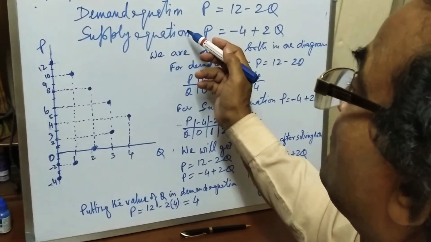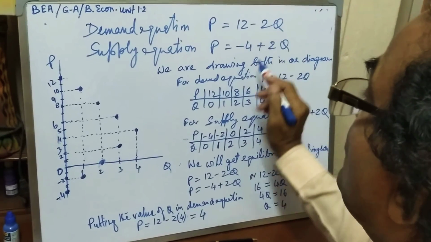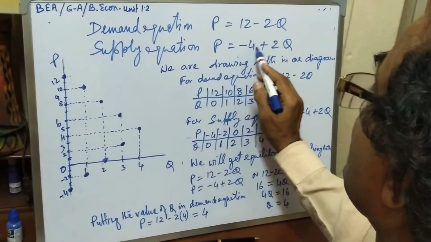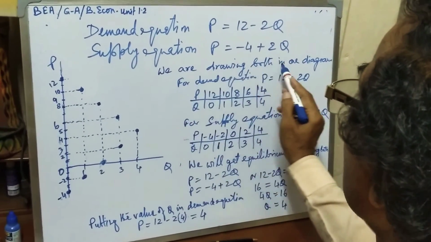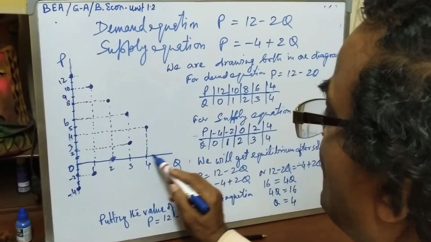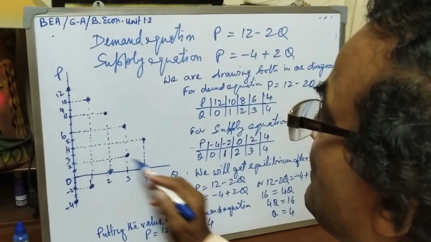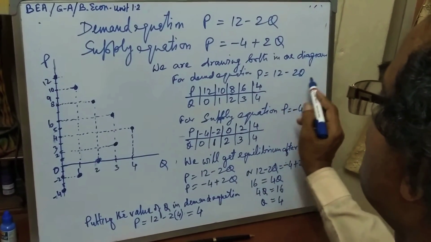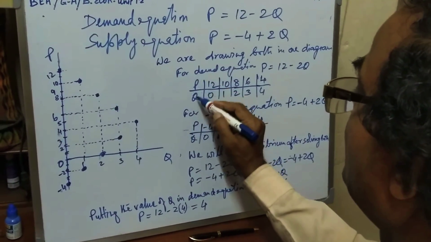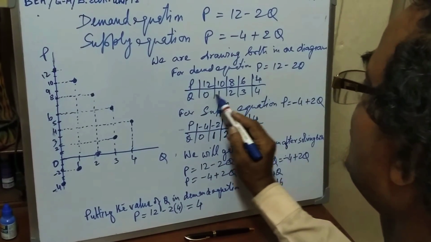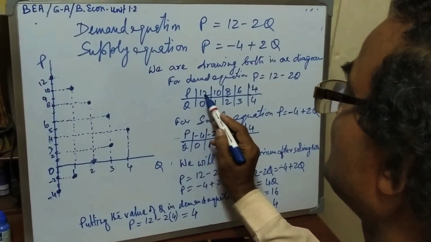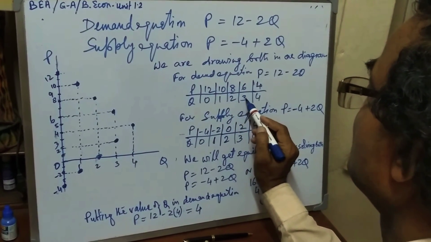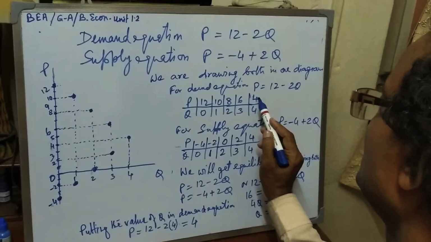The demand equation that I previously told is P equal to 12 minus 2Q. And the supply equation already shown in the previous part is P equal to minus 4 plus 2Q. We are drawing both in one diagram. This is the diagram. Here, the horizontal axis shows quantity Q and the vertical axis shows price. Now, the demand equation we know, P equal to 12 minus 2Q. If we make a chart, P and Q, then let Q equal to 0, P will be equal to 12, and that is the intersection point. Let Q equal to 1, then it will be 10, Q equal to 2, then it will be 8, Q equal to 3, then it will be 6, and when Q equal to 4, it will be 4.